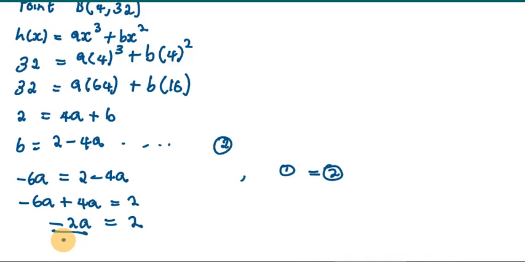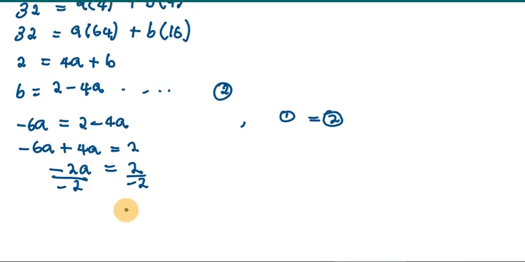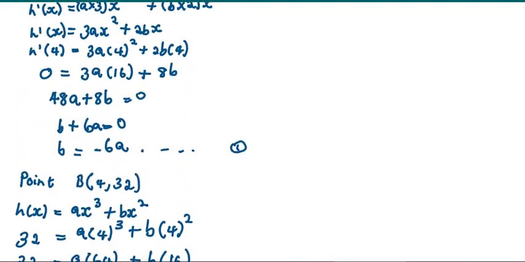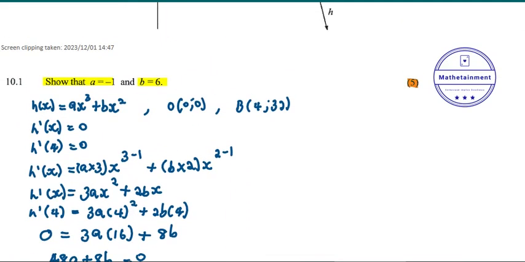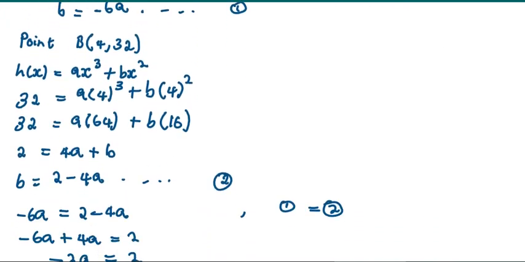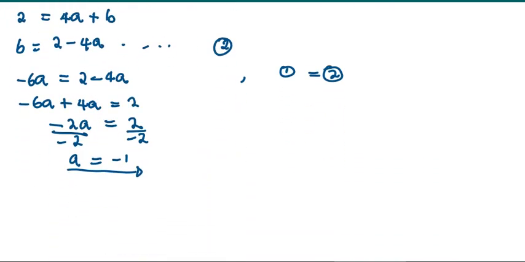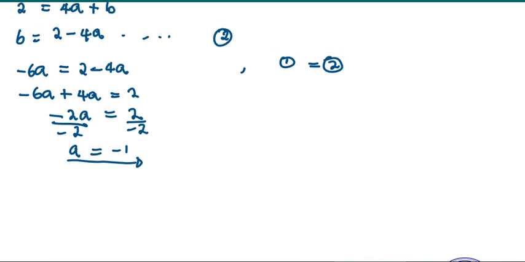If you divide both sides by minus 2, you will end up with what? With the value of a being equal to minus 1. Wow. Let us go back to the question that was given to us. We were required to show that the value of a is equal to minus 1. So that means we are still on the right track. The value of a is equal to minus 1.